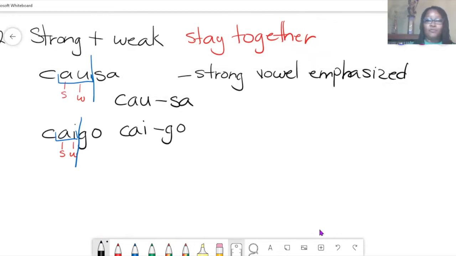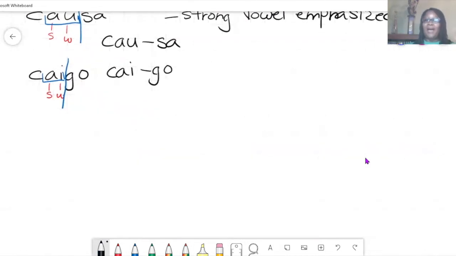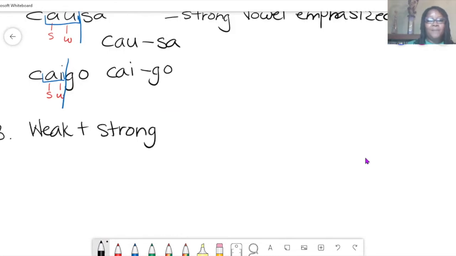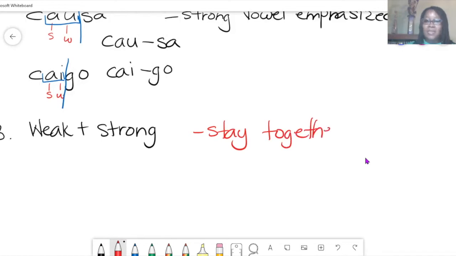Let's move on to rule 3. So we've had strong plus weak. Rule 3 is now when you have a weak plus a strong. So rather than appearing after it, the weak vowel is now before the strong one. And what happens, as I said earlier, is that they stay together. That weak vowel needs the support, so they stay together. Let's look at an example of this.